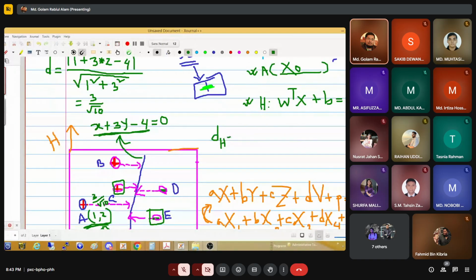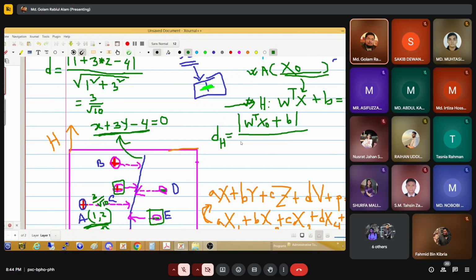The distance of our hyperplane from a data point A: at first we need to replace this x utilizing the vector values of A. So what will we get? We will get W transpose x0 plus b. Then we have to find the absolute value of that, and divide it by the Euclidean norm of this hyperplane.